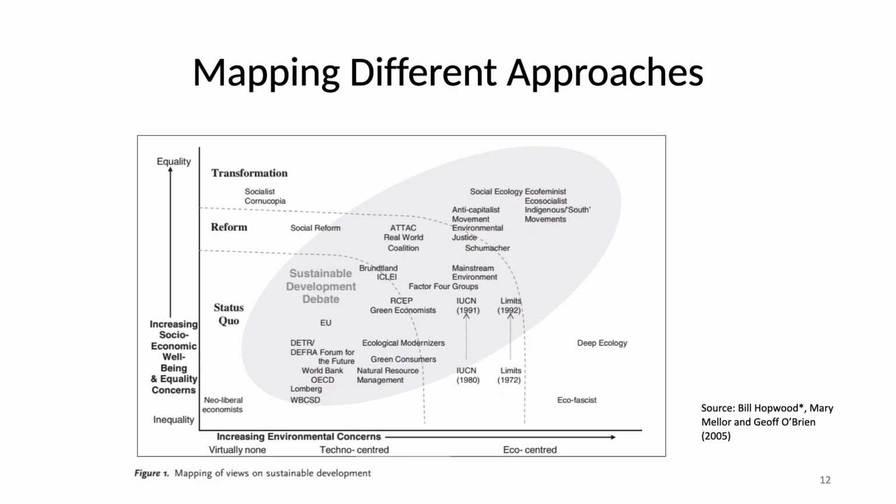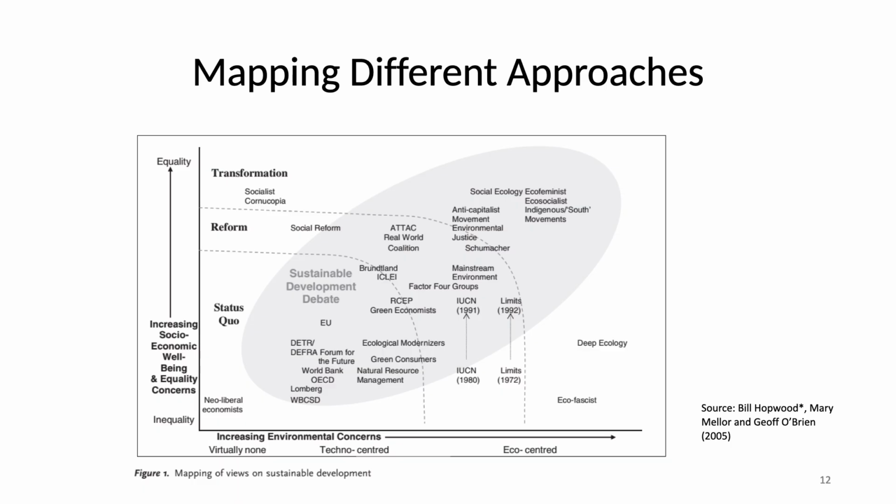So the paper by Bill Hopwood, Mary Miller, and Jeff O'Brien, which is also the prescribed reading for this module and also for your exams, offers us a mapping of different conceptions of sustainable development, attempting to combine environmental and socio-economic issues. So this map highlights various approaches and their political frameworks and their attitude towards change and means of change.